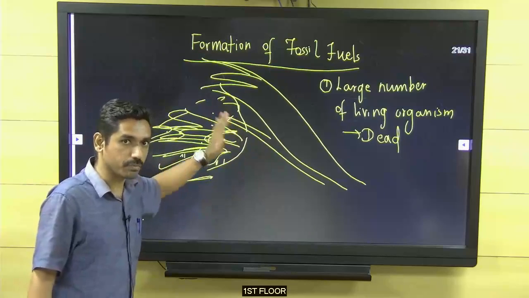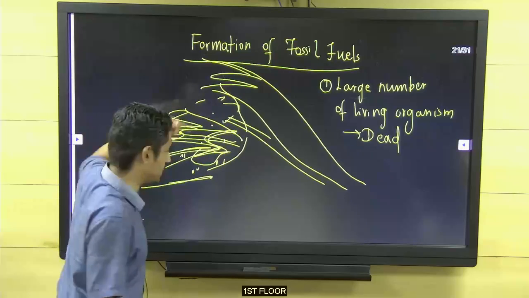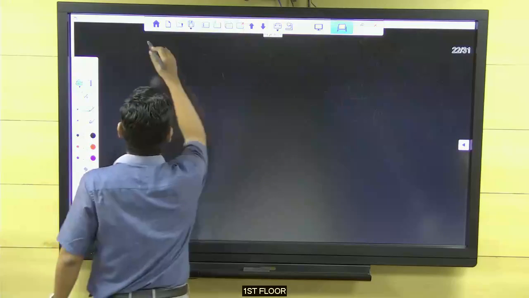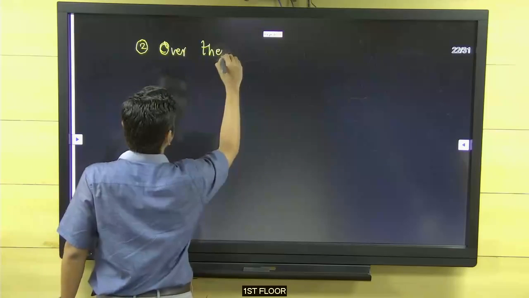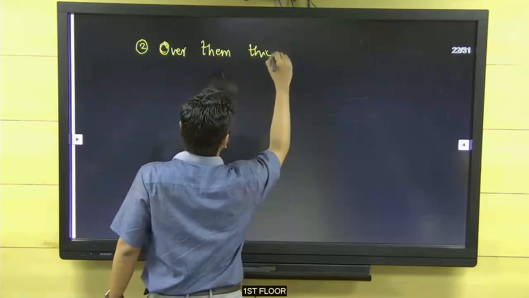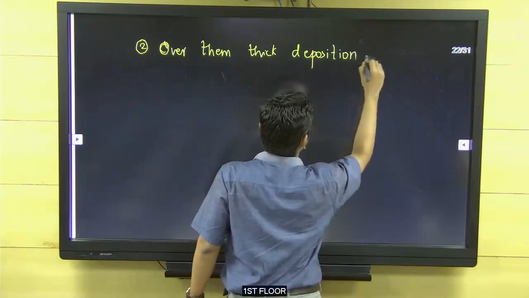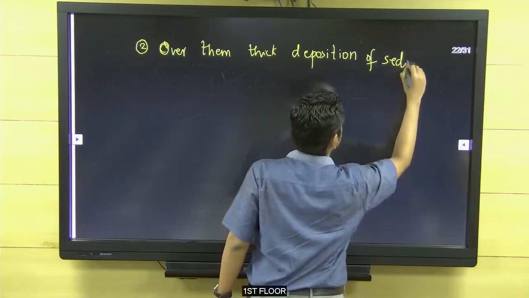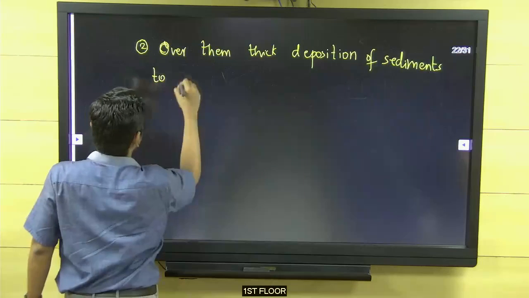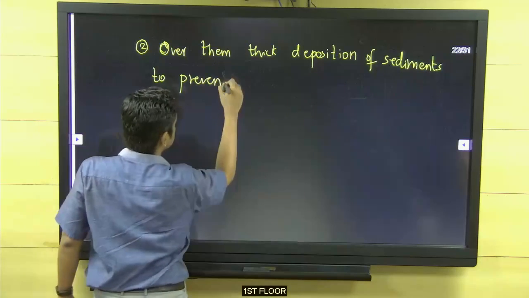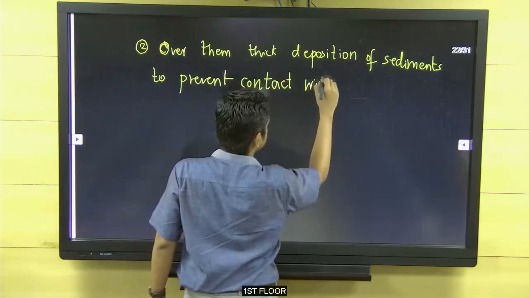Second point is, over these dead organisms, you want to make sure there is a good amount of sedimental deposition to prevent their contact with oxygen. Fine, let me write that and then explain. Over them, thick deposition of sediments, to prevent contact with oxygen.